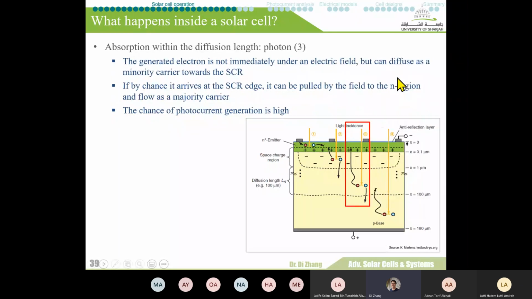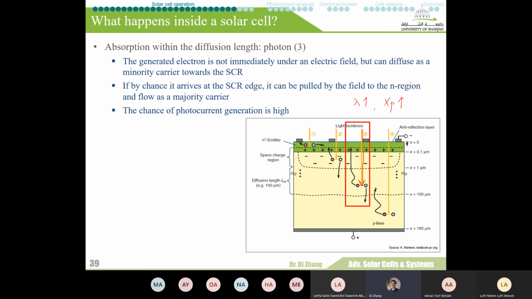And then more commonly, we may have the third scenario, where the photon enters deeper into the solar cell. This happens, for instance, if you have a long wavelength. Long wavelengths typically have a smaller absorption coefficient and higher penetration depths, so they will enter deeper into the material, and at a deeper location they will be absorbed.